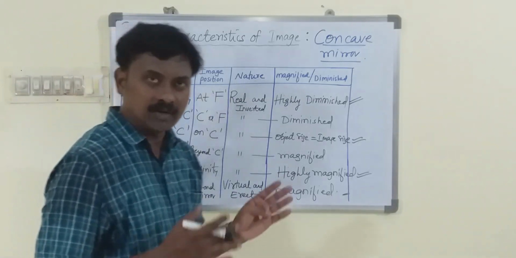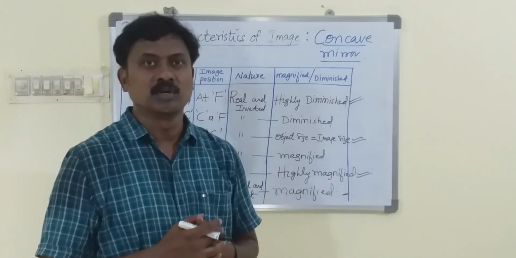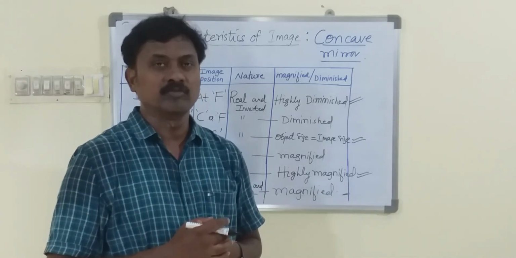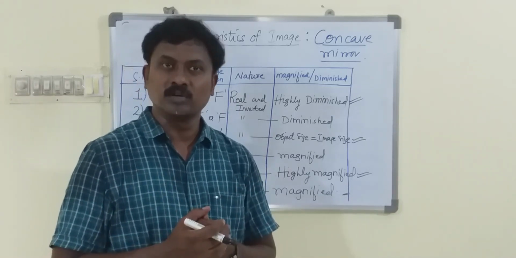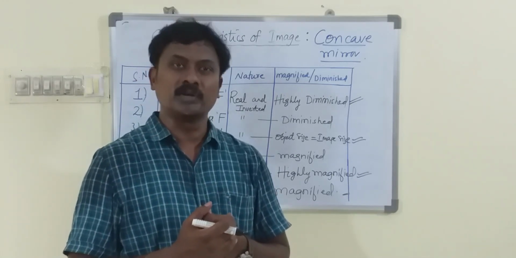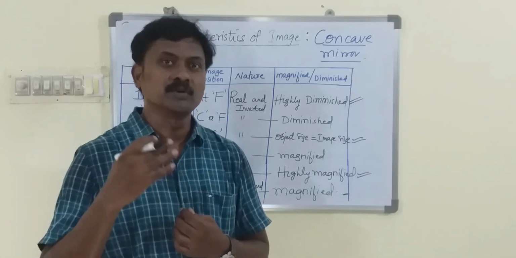So I hope you have understood. We must have a lot of patience while drawing the ray diagrams. You have to follow the 3 important rules, and then we'll be able to get the position of the image perfectly. We require a lot of patience for that, and I hope you have understood. In the next video, we are going to see the characteristics of the image formed in case of convex mirror.